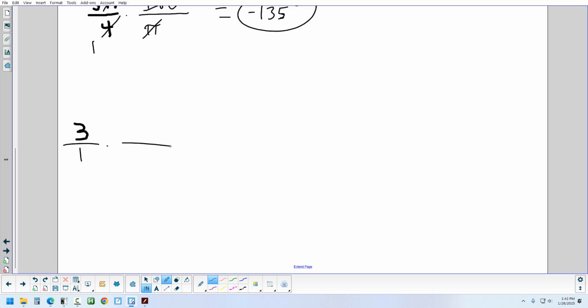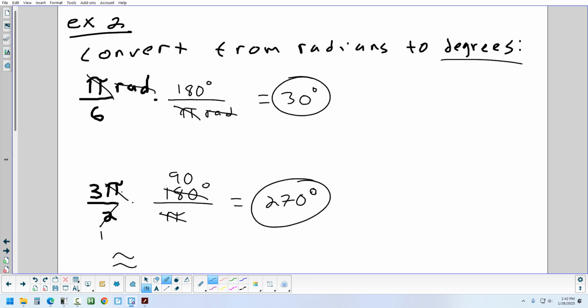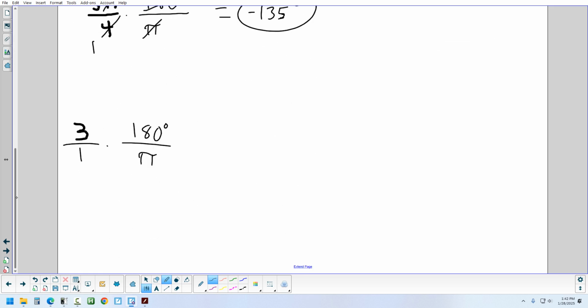So what would you multiply by? What would go in the top? 180. 180 always goes in the top when you're converting to degrees, and then pi on the bottom. Whatever unit you're trying to convert to, that goes in the top. Think of the top as the one you're going to end up with. Whatever you put in the top, that's the unit of the answer.